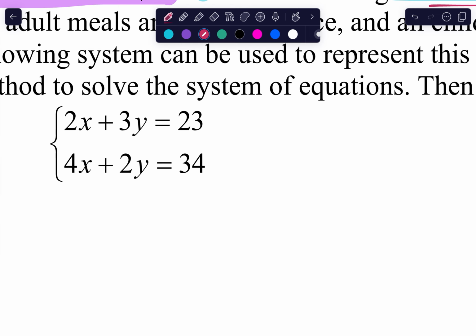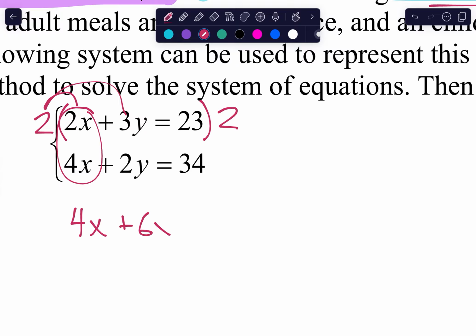So what I am going to use then is elimination, because my x's, my y's, my numbers, they're all in a straight line. So I look, my x's are not the same, my y's are not the same, but what I can do to my x, if I take this top equation and multiply it by 2, then these 2 terms will be the same. So let's distribute that. So we get 4x plus 6y equals 46.